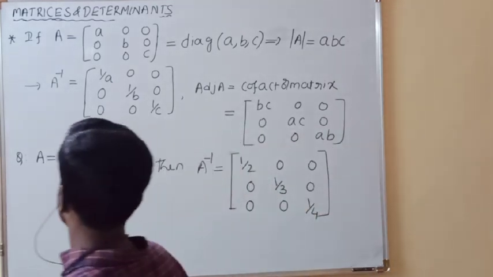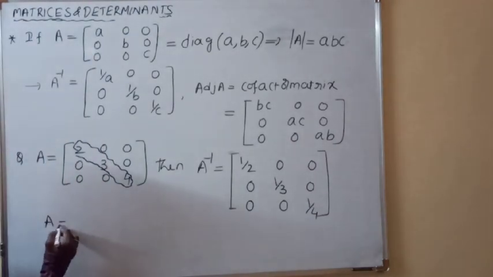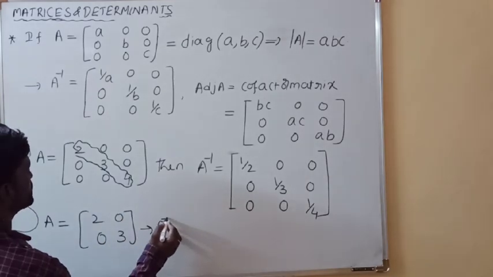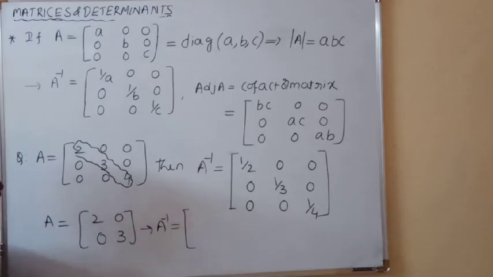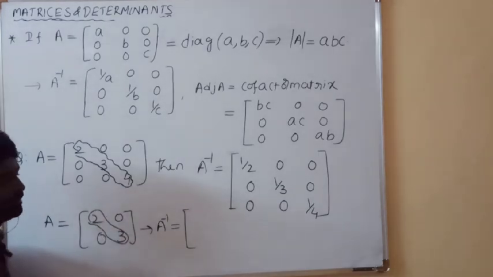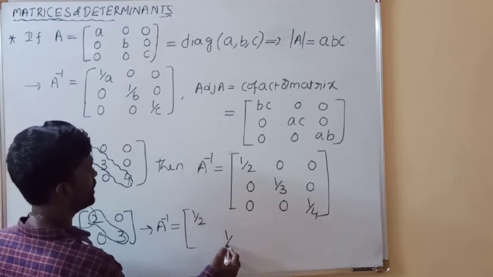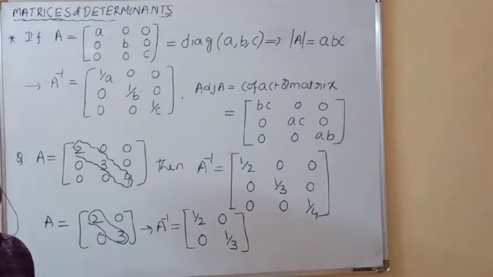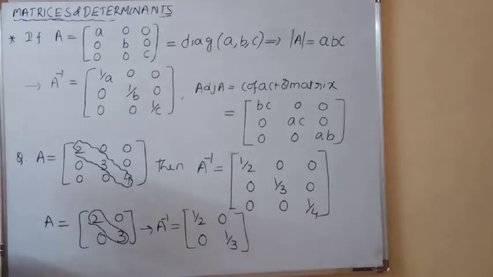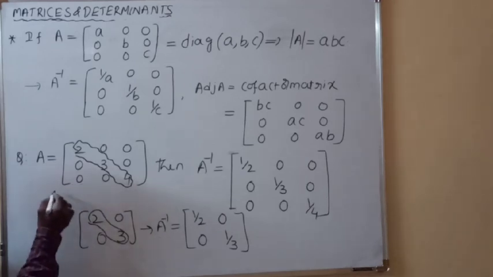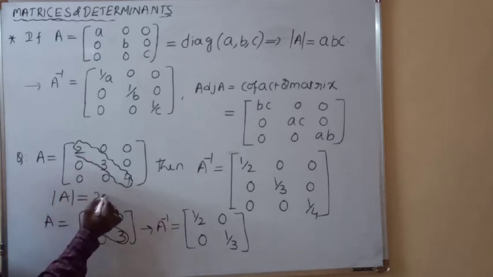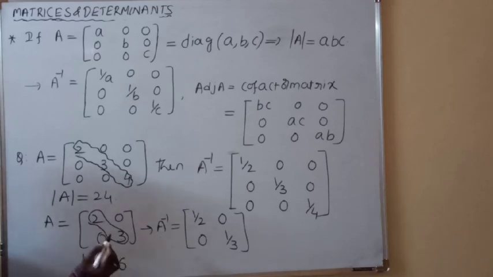Suppose they have a 2 by 2 matrix, say A is equal to 2, 0, 0, 3. Then what is A inverse? Here the diagonal elements are 2, 3. Correct? So the reciprocals are 1 by 2, 1 by 3, and the remaining non-diagonal elements are zeros. That is A inverse. Now in the first case, what is det A? Just the product of diagonal elements, 2 into 3 into 4, which is 24. And in this case, det A is 2 into 3, 6. Over.